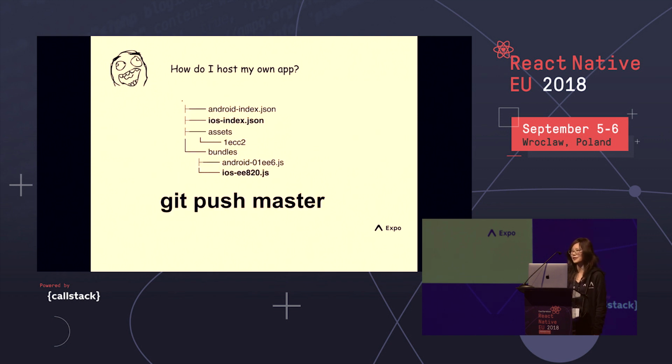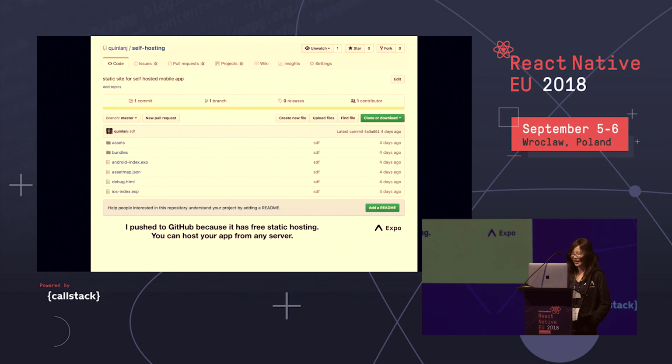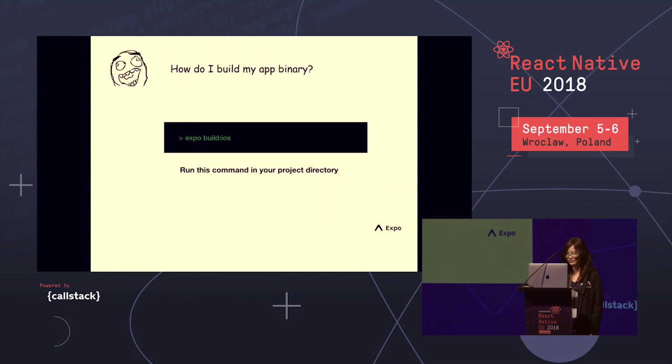All right, so now that you've dumped everything to file, you can run git push master, and it'll go on to GitHub. I pushed to GitHub because it offers free static hosting, but really you can host your app from any server. I just used GitHub because it was convenient for me. All right, so now that you've pushed your stuff to GitHub, we're going to go over how you'd build your app binary given you've got your app on GitHub.